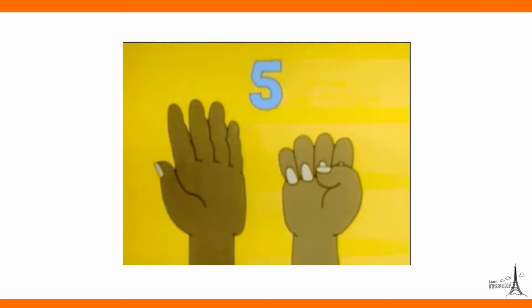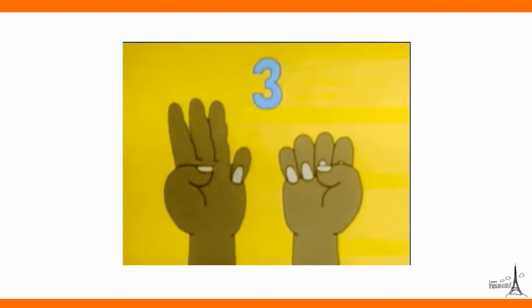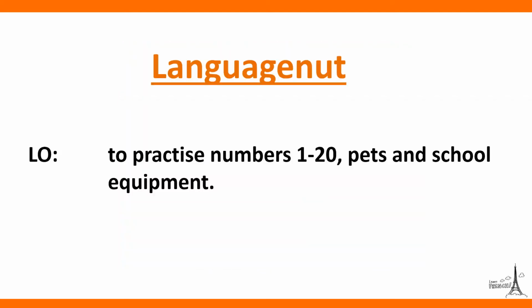So today we are going to be doing, drum roll, Languagenut. And we are going to be practicing 3 things on Languagenut. We're going to be practicing our numbers up to 20. We're going to have a go at pets. And we're going to do school equipment. Now you can do other things, but I would like you to do these today, please. That's your learning objective for today.